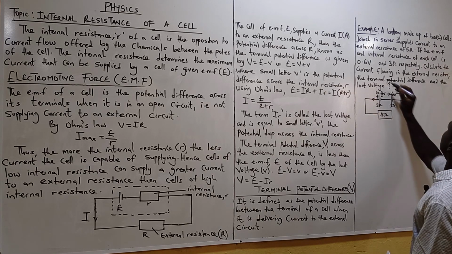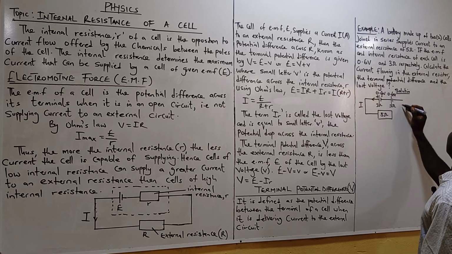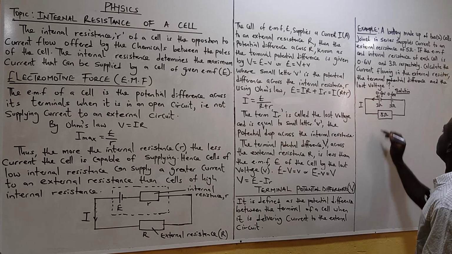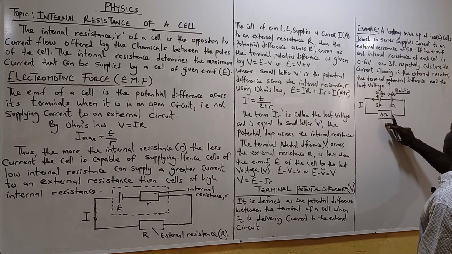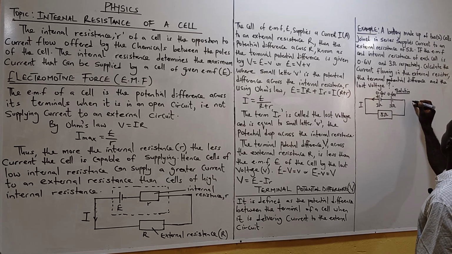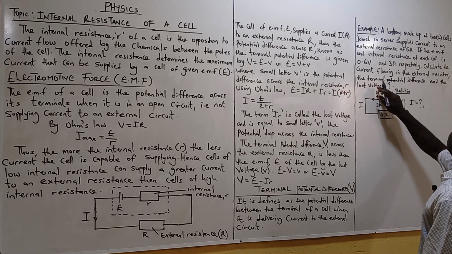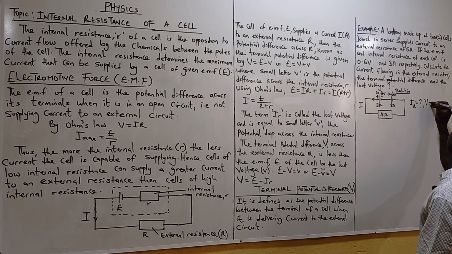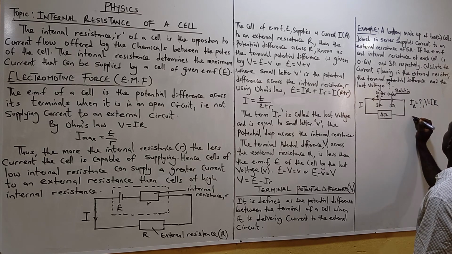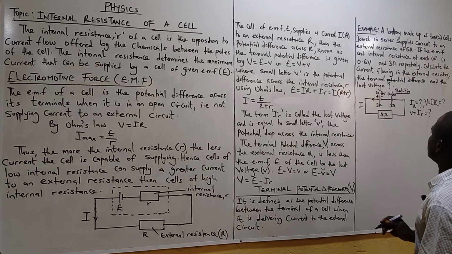Calculate the current in the external resistance. In the external resistor, the terminal potential difference, capital letter V, is I capital letter R. We are looking for that, and we are looking for the lost voltage, small letter v, equals I small letter r. That's what you are looking for.